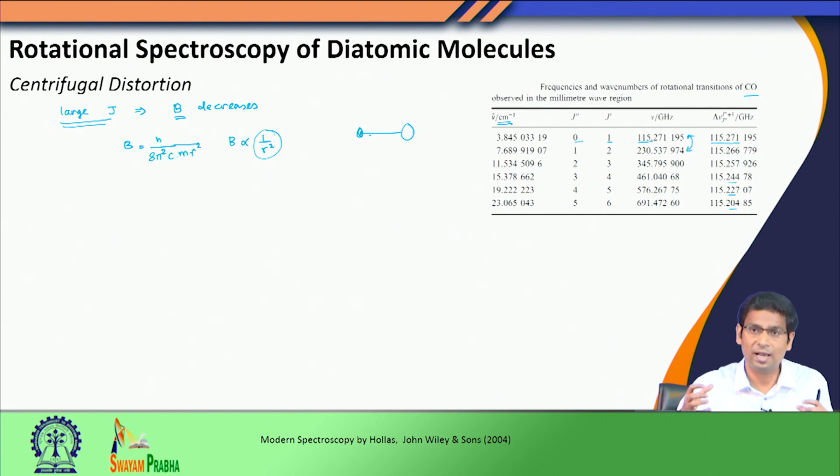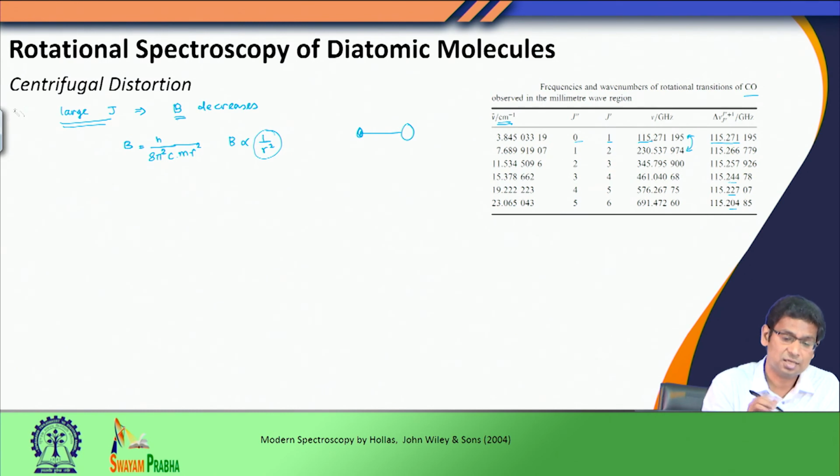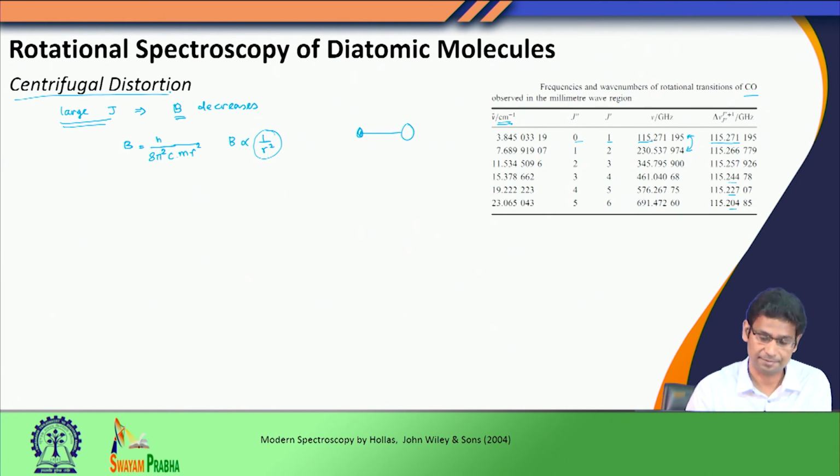In other words, the two nuclei are going away from each other. That indicates the bond distance is increasing. So, this observation is described in terms of centrifugal distortion. That means, when the molecule rotates faster, there arises a centrifugal force that takes the two nuclei away from each other, that leads to an increase in the bond distance, which is reflected by smaller spacing between two consecutive rotational transitions, and therefore, the B or 2B decreases.